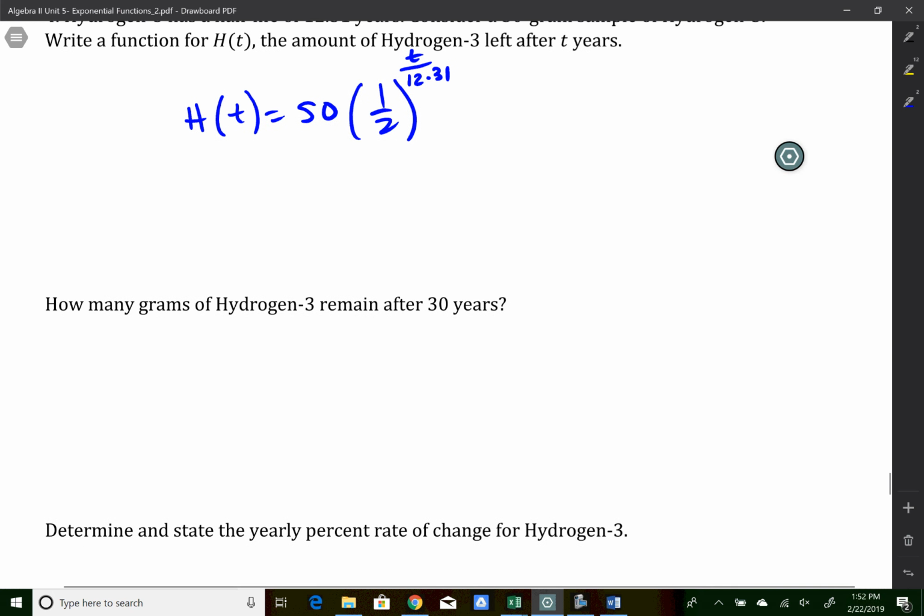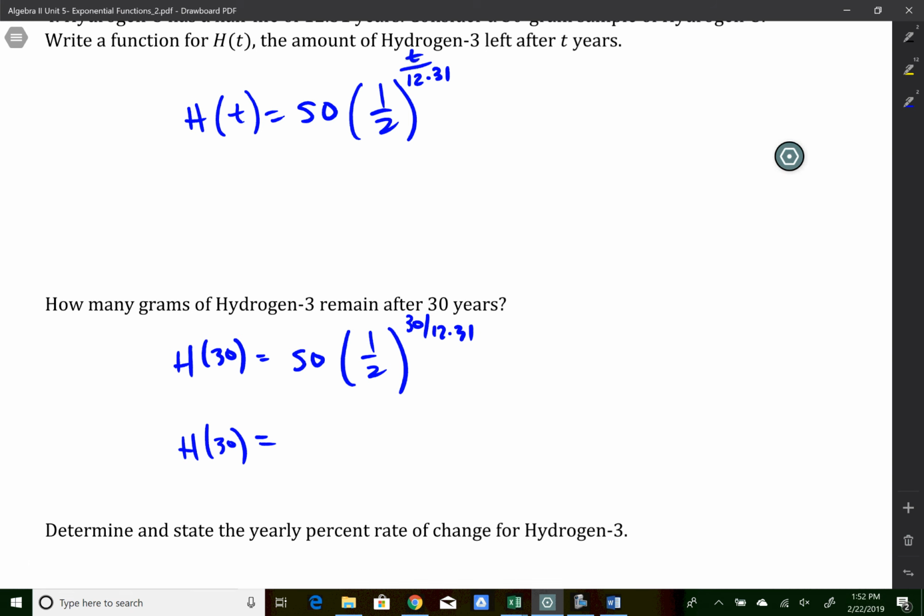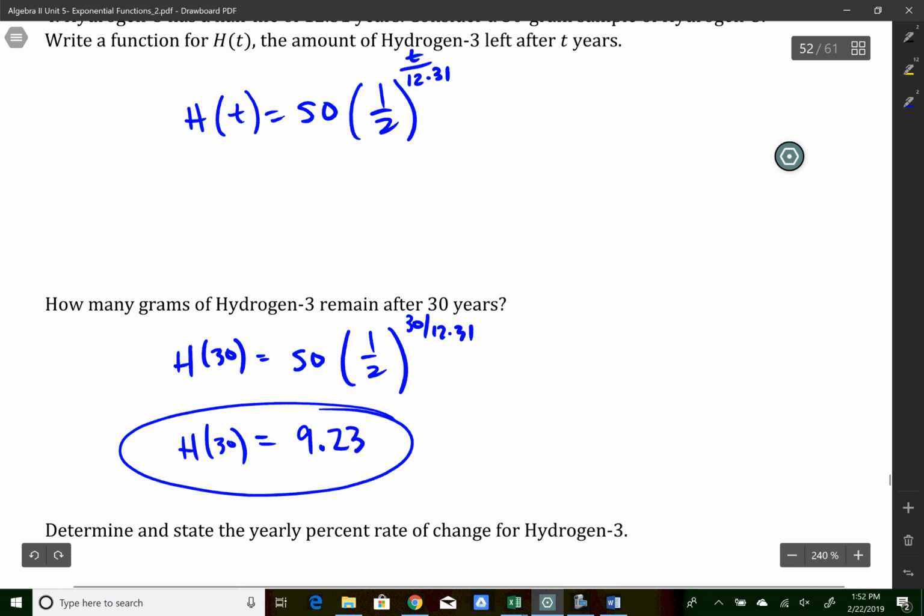How much of this sample is left after 30 years? So I'm just going to find out, well, what is h of 30? So we'd say 50 times 1/2 to the 30 divided by 12.31. Should be getting smaller, so it's about 9.23. It doesn't say what to round to. On a test, I'd be specific.